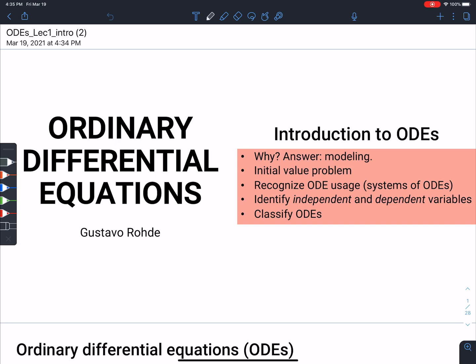Today we're going to begin our module on ordinary differential equations. More precisely, we're going to talk about motivation: why, and what are they. The basic answer is they are very useful in helping us model physical phenomena. We'll talk about different concepts such as the initial value problem. We'll learn how to recognize different types of ODEs and systems of ODEs. We'll learn how to identify the independent and the dependent variables and talk about different types of ODEs.